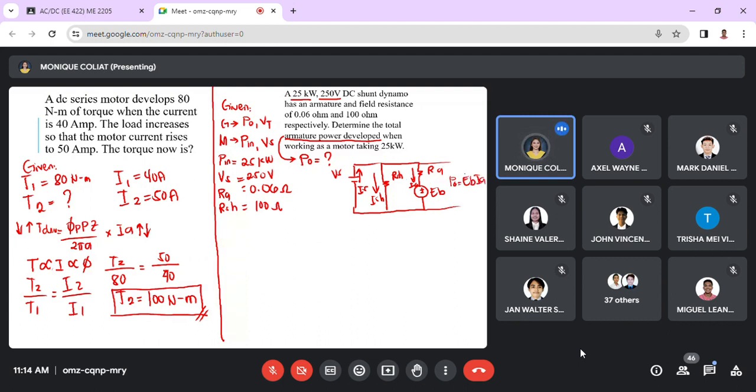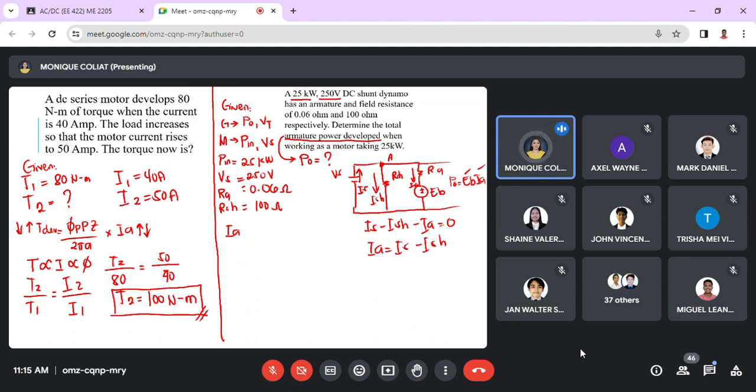So, we have to get EB and IA. But before anything else, let's get IA first. So, when we apply KCL here, that will be IS minus ISH minus IA equal to 0. That means your IA is equal to IS minus ISH.